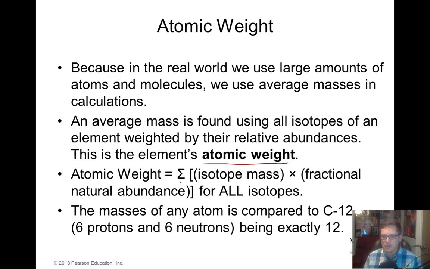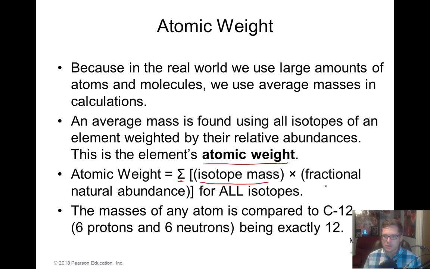In order to do that, we use this guy. That's the sum symbol. So it's the sum of all the isotope masses times their fractional natural abundance, for all isotopes. Essentially, we just take the mass of the isotope, which is easy to find with a mass spec. We'll talk about that in a minute. And then the fractional natural abundance.